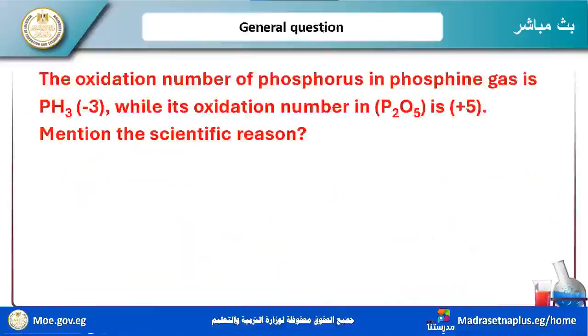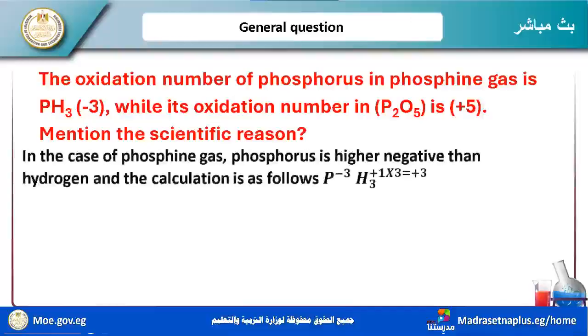The oxidation number of phosphorus in phosphine gas, PH3, is negative 3, while its oxidation number in P2O5 equals positive 5. Mention the scientific reasons for this change. To know that, you must calculate for PH3. In phosphine gas, phosphorus is more negative than hydrogen, and when you calculate, hydrogen is positive 1 times 3 equals positive 3, so phosphorus equals negative 3.